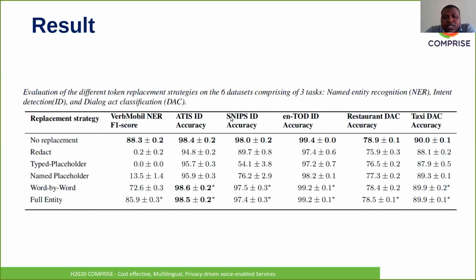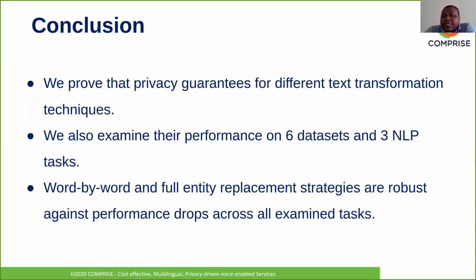Also for the intent detection case, we saw a reduction in performance for Redact and the other placeholder approaches. Only word-by-word and full entity replacement gave a performance very close to the baseline. Similarly for dialogue act classification. Based on this, we conclude that only word-by-word and full entity replacement are robust against performance drop across different tasks.